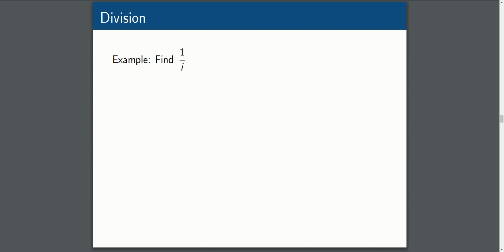Okay, I want to take a look at one more problem. Here's another division problem, 1 divided by i. There's a couple ways that we could look at this. First, I could do exactly what I did on the last example: set it up as a fraction, multiply top and bottom by the conjugate of the denominator, and so on.